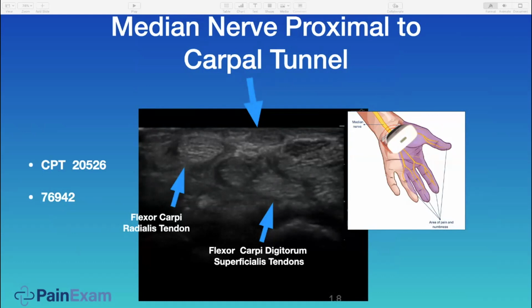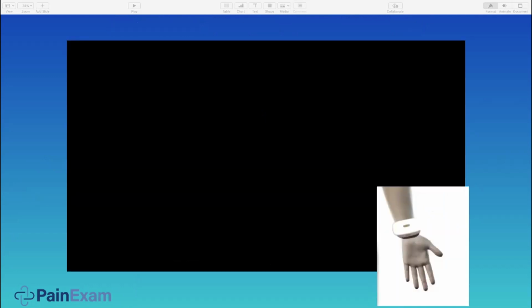Now, if you're an anesthesiologist, most of these hand surgeons like to do this block themselves. However, you could do it for the case if the surgeon is on board. In the pain office, I've injected local anesthetic with steroid as well as PRP for this type of injection.